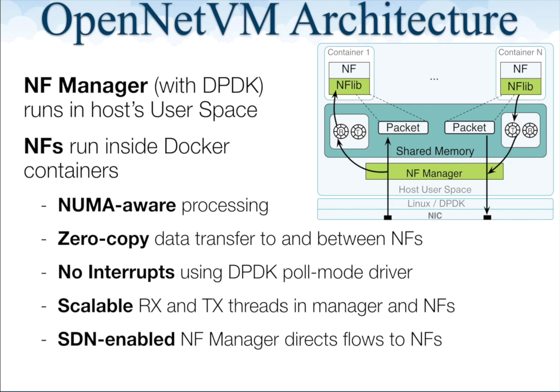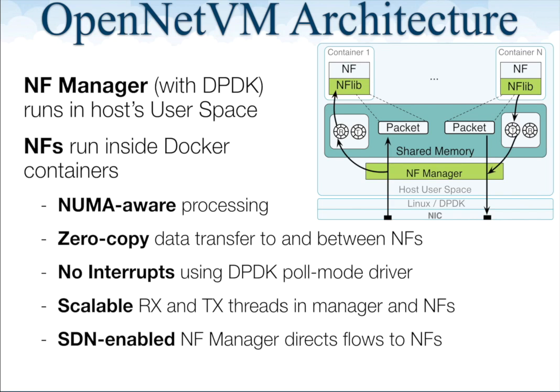The key idea is zero copy, so we don't have to copy the packet data multiple times, because it just lands in shared memory and can then be shared with each of the NFs. We're not using interrupts. Instead, we use the DPDK poll mode driver to get the data very quickly. And it's very scalable. We have receive and transmit threads, RX and TX threads, inside the manager that help move the packets between the different network functions, and we can easily scale those up and down as needed.